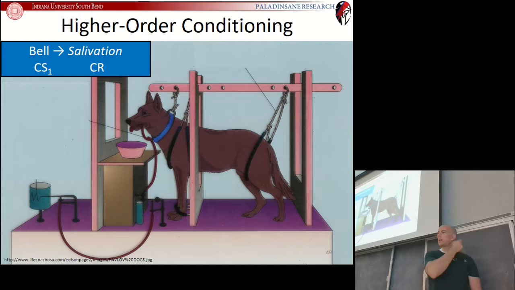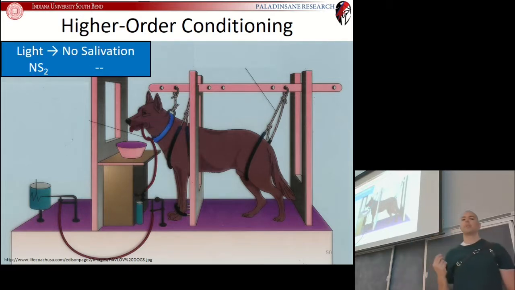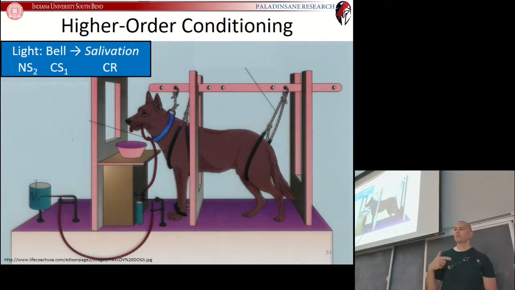So let's say that we had a new neutral stimulus, which was a light. If you turned on the light, the dog did not salivate whatsoever. So this light is neutral stimulus number 2, and it causes no salivation. What we can do is pair that light with the conditioned stimulus. So we present the light, and after the light, we ring the bell. And the bell is a conditioned stimulus that causes that conditioned response.